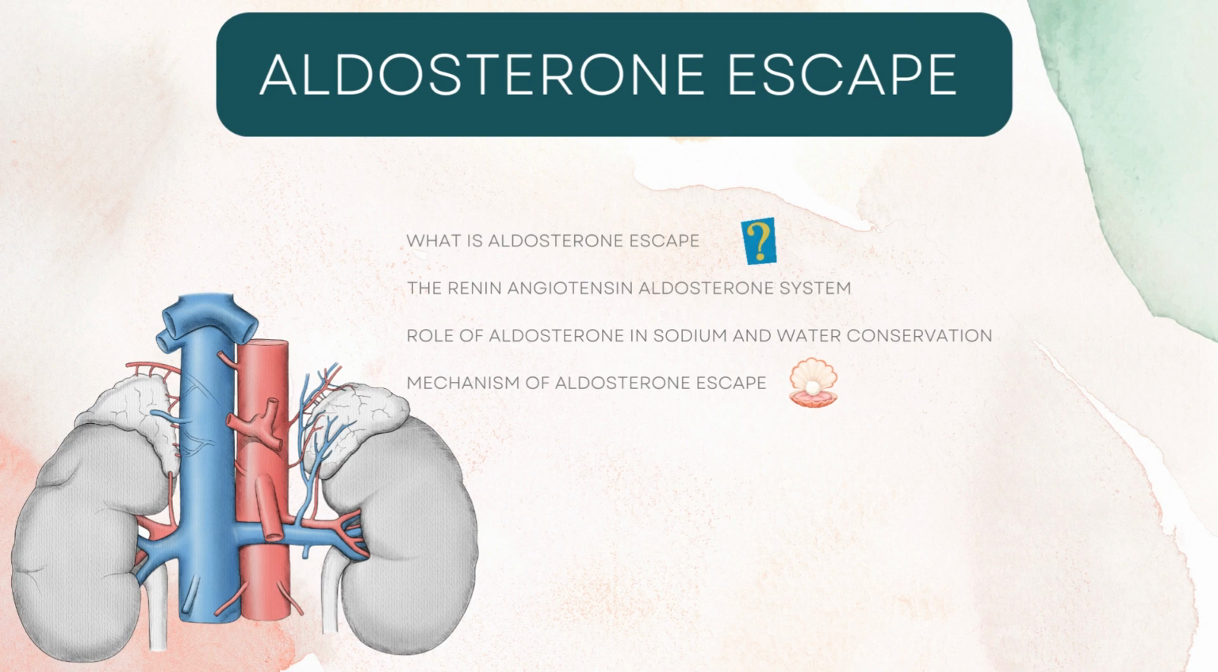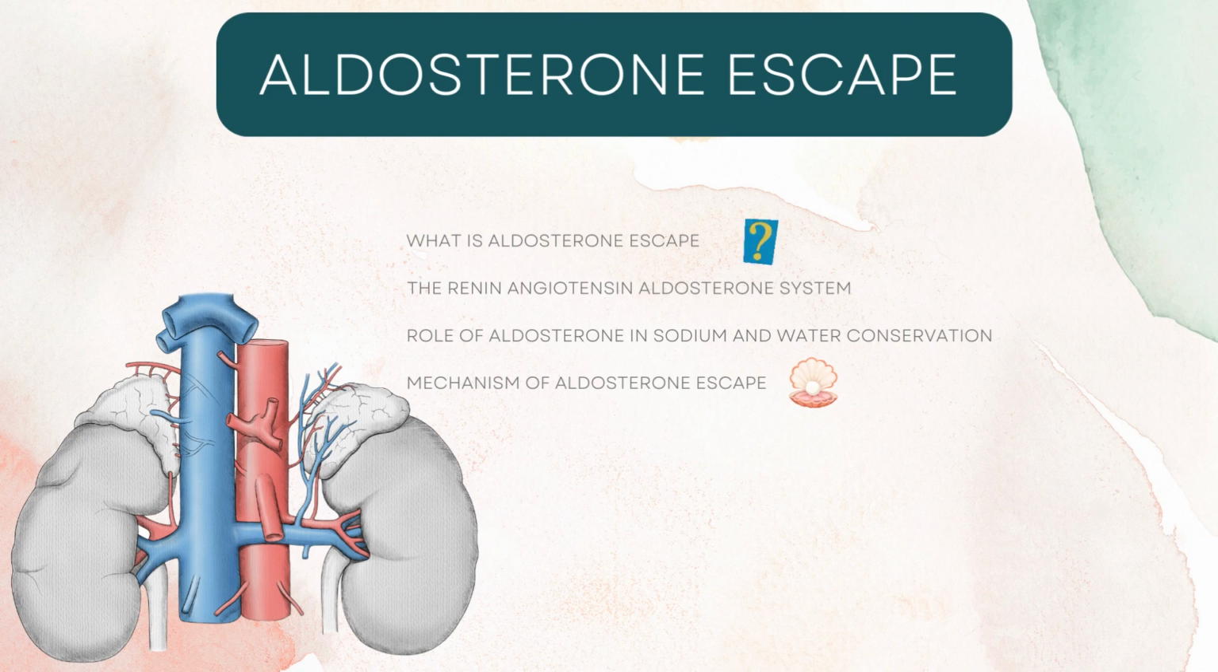In this video, we will review what aldosterone escape is in primary hyperaldosteronism, the renin-angiotensin-aldosterone system, the role of aldosterone in sodium and water conservation, previously proposed mechanisms of aldosterone escape, and the currently accepted mechanism of this pathophysiologic state.